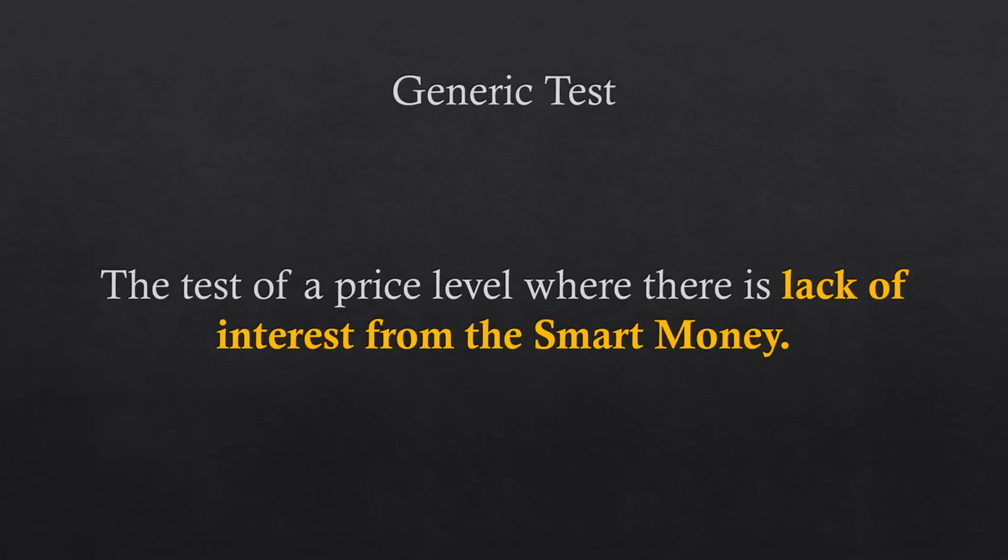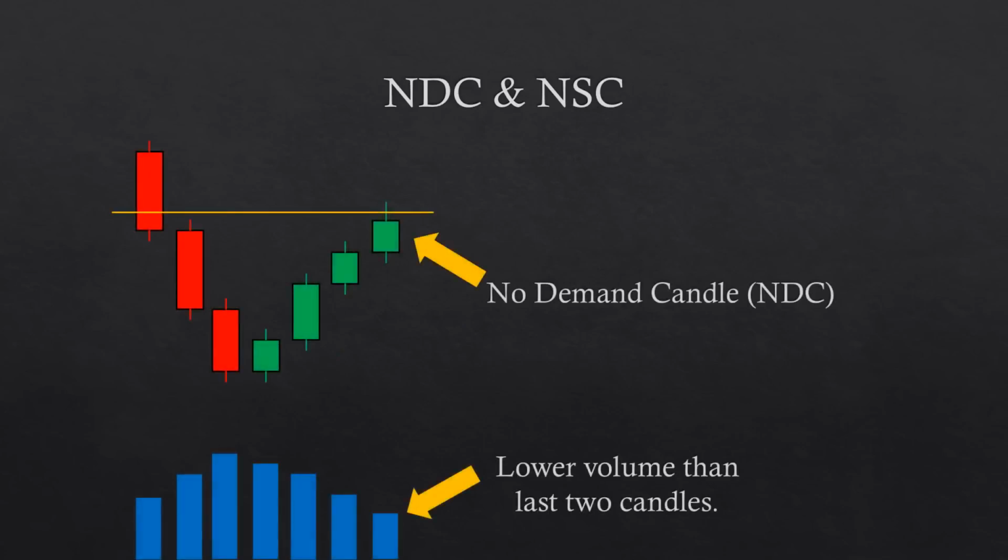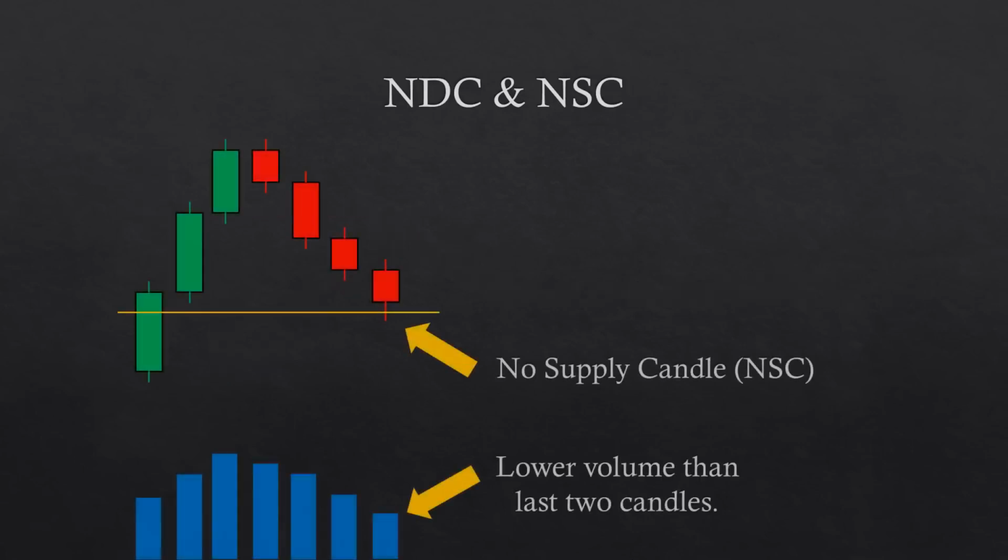In other words, to know if a test is successful or not, we need to analyze price in alignment with volume. In this context, we are looking for what are called no demand candle or no supply candle. A no demand candle is a narrow range bullish candle with lower volume than the last two candles. A no supply candle is a narrow range bearish candle with lower volume than the last two candles. The no demand candle and the no supply candle basically mean a lack of interest in the corresponding direction.